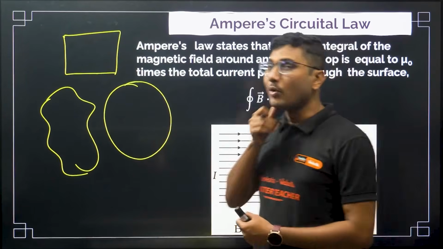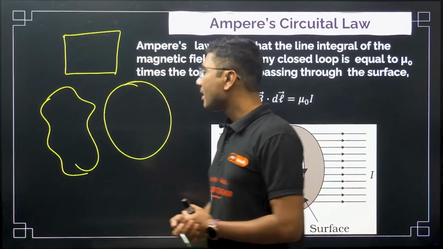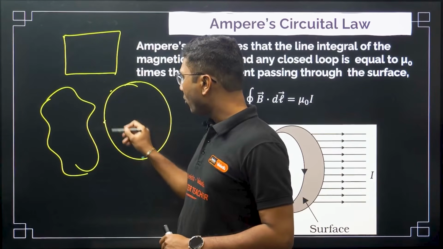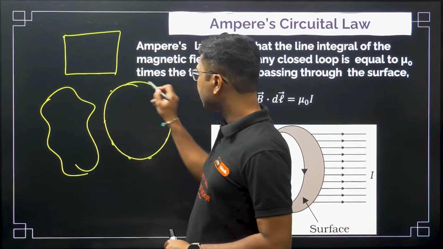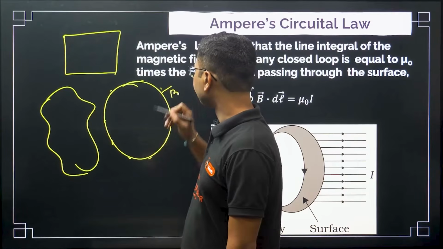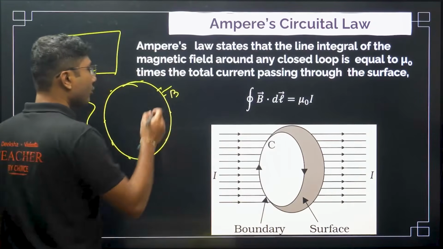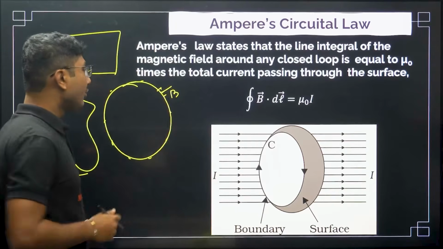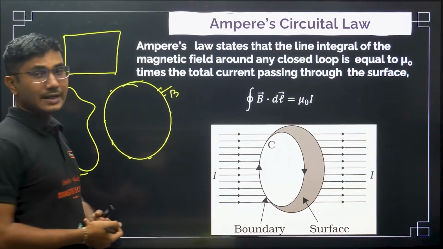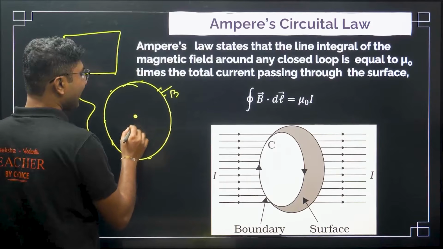Okay, and what does it state? Similar to Gauss's law, it states that the line integral of the magnetic field on a point on this loop, any point, suppose at this point the magnetic field is B. If you take a small element over here and make a dot product of B and dl, what will be the value of B dot dl? That will be mu naught times the current enclosed.